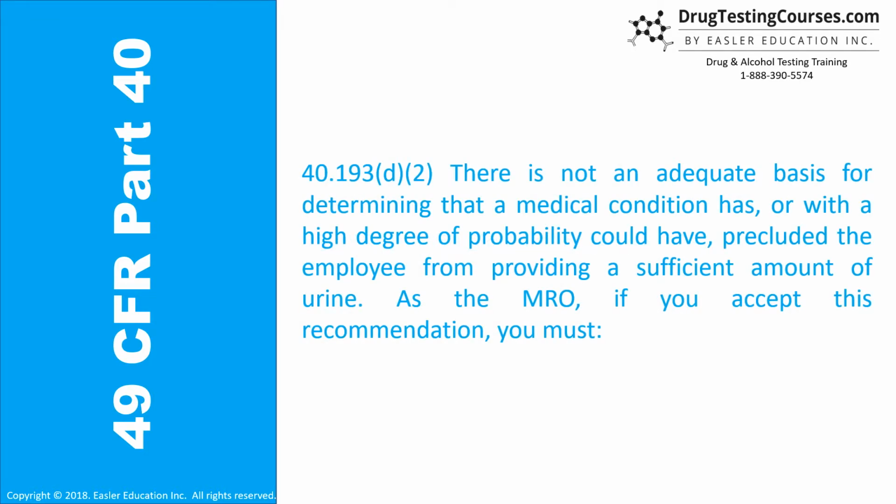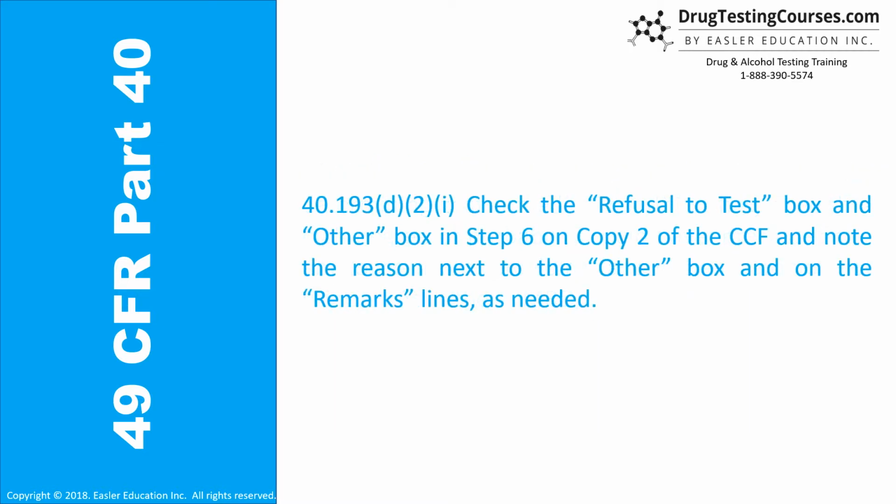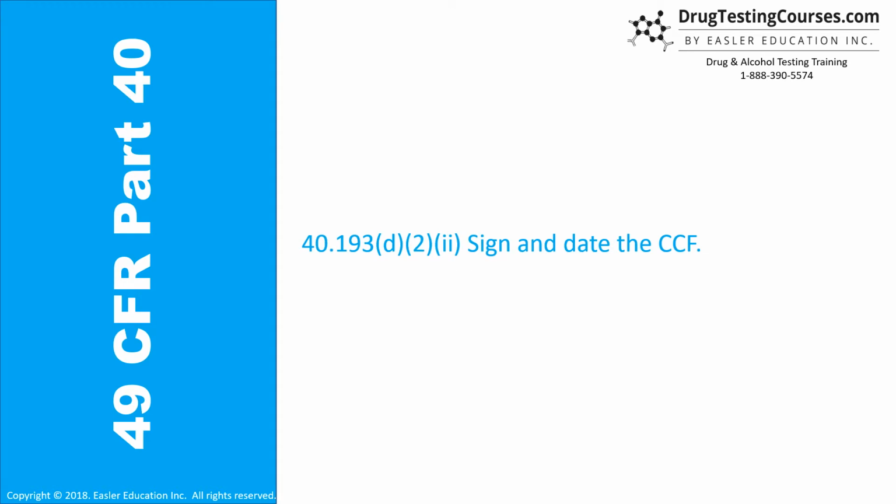40.193(d)(2). There is not an adequate basis for determining that a medical condition has, or with a high degree of probability could have, precluded the employee from providing a sufficient amount of urine. As the MRO, if you accept this recommendation, you must: Sub 1. Check the Refusal to Test box and other box in Step 6 on Copy 2 of the CCF, and note the reason next to the other box and on the remarks lines as needed. Sub 2. Sign and date the CCF.